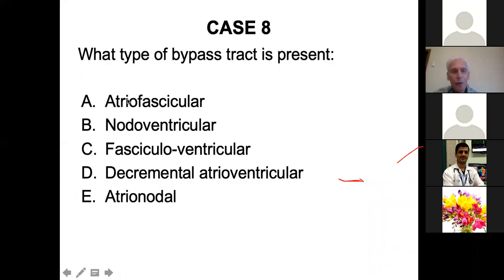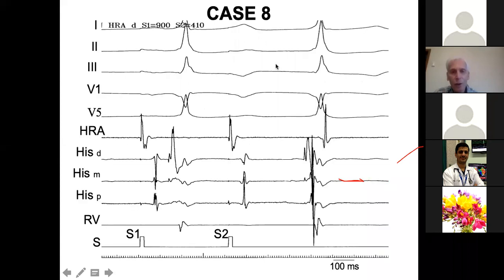All right, atriofascicular, nodoventricular, fasciculoventricular, decremental AV, or atrionodal. Which type of bypass tract is this?